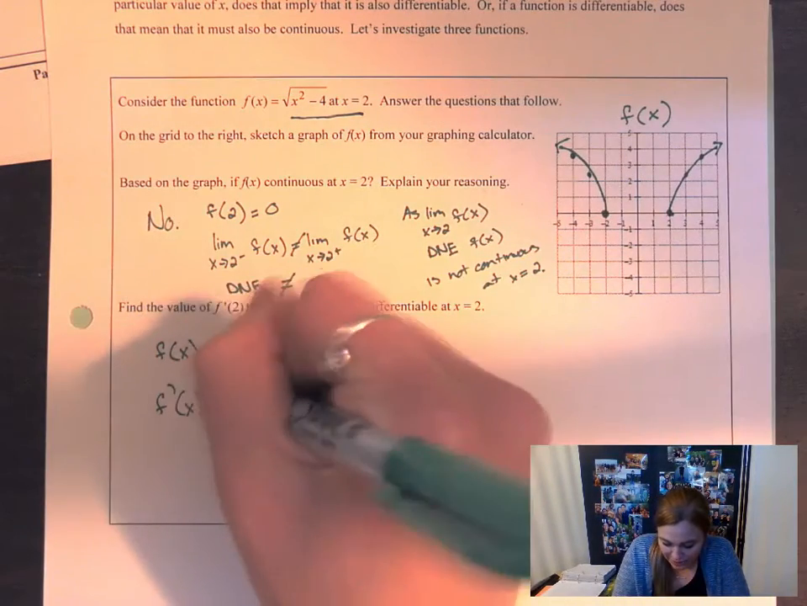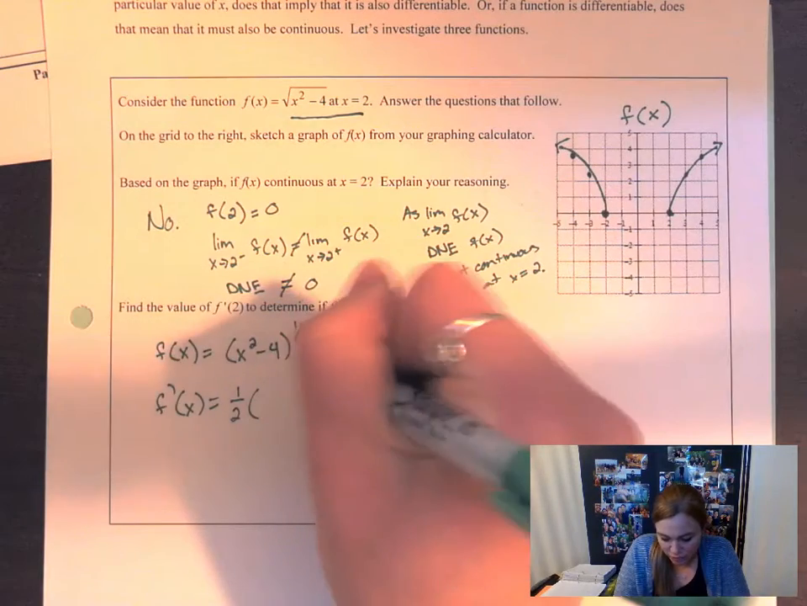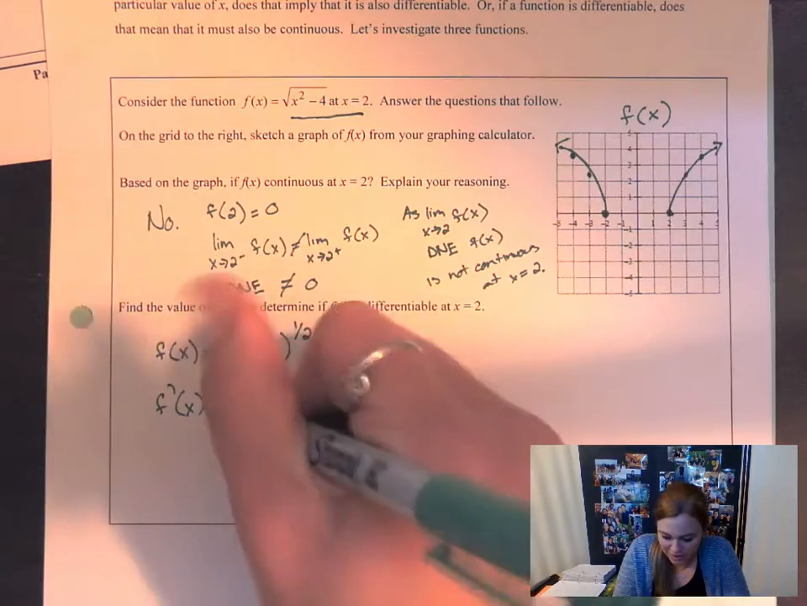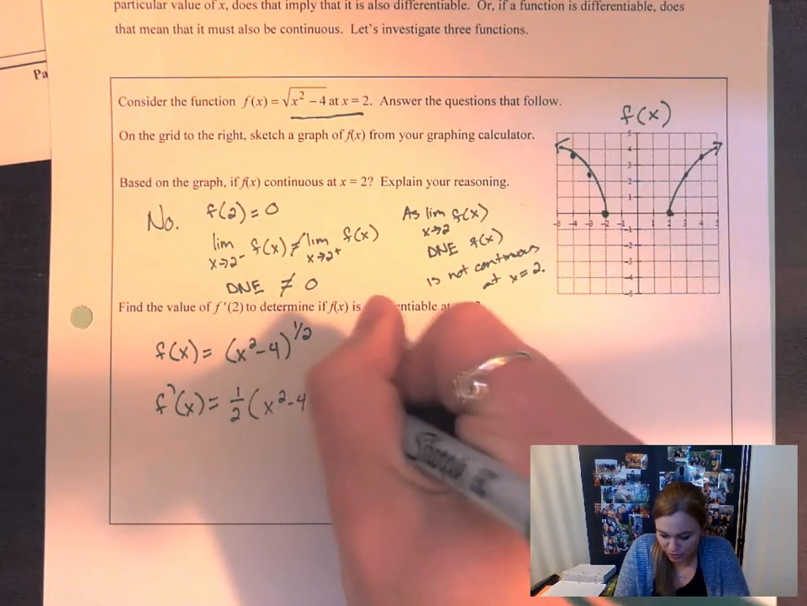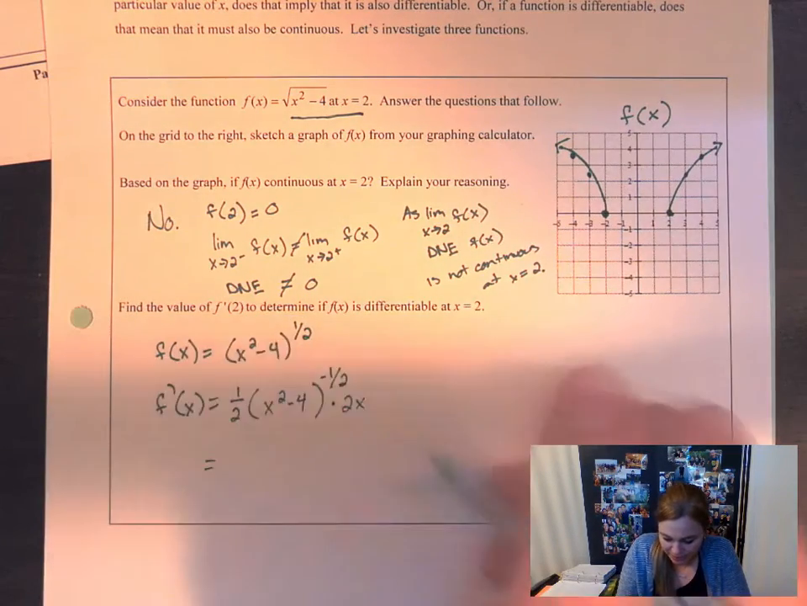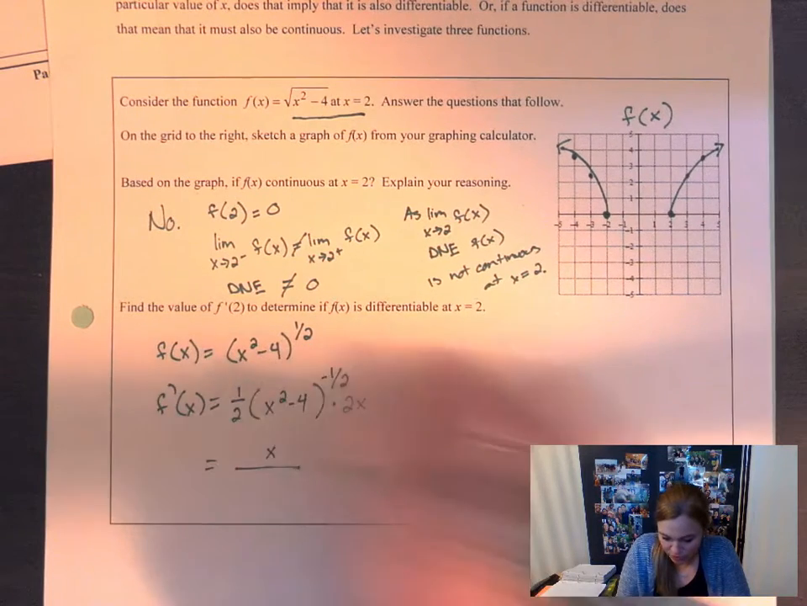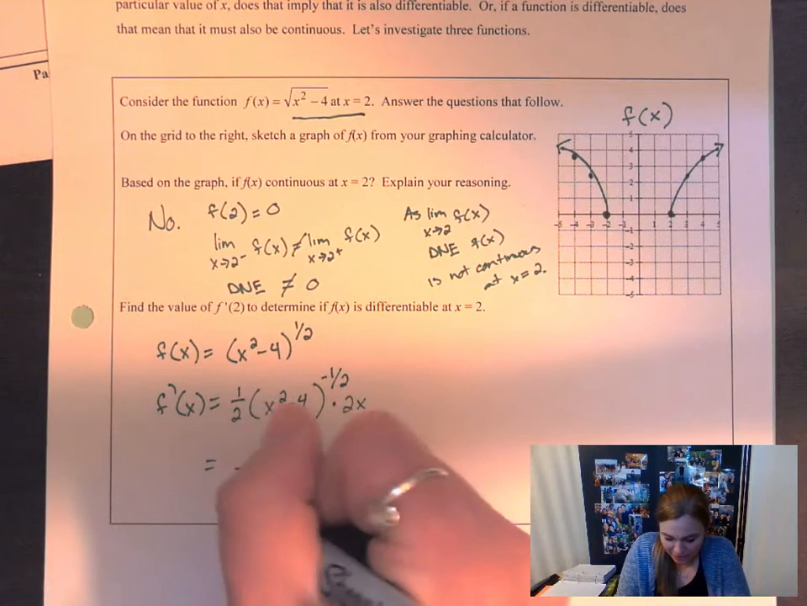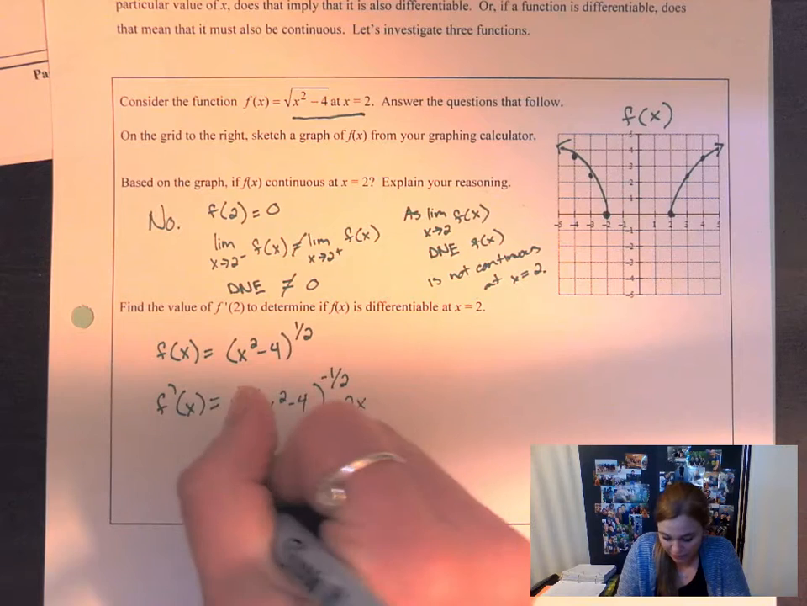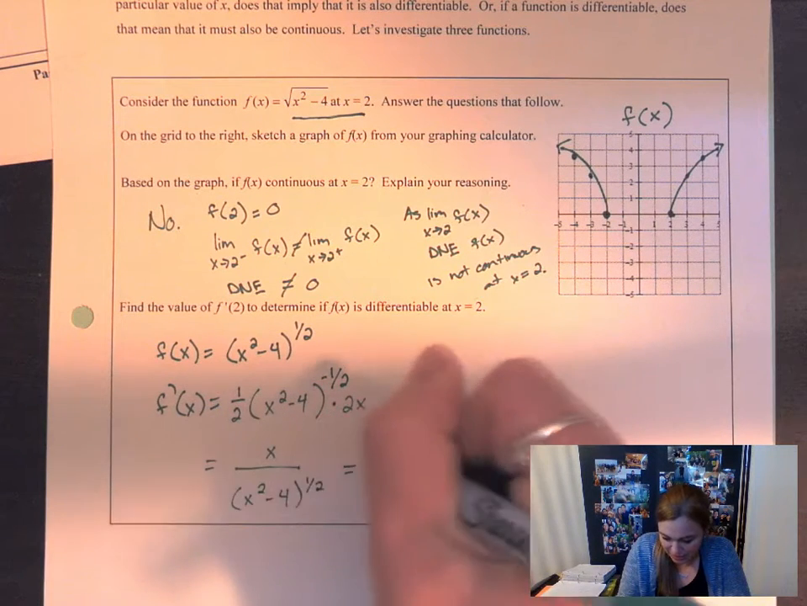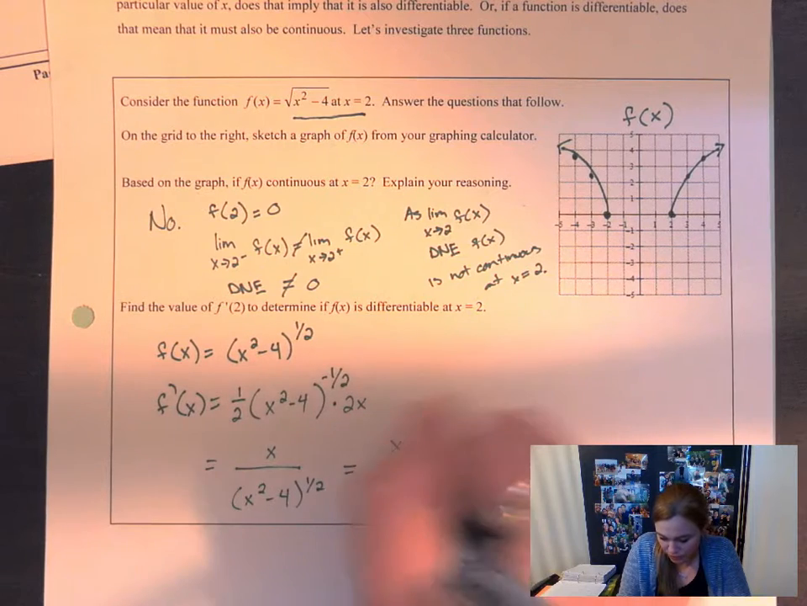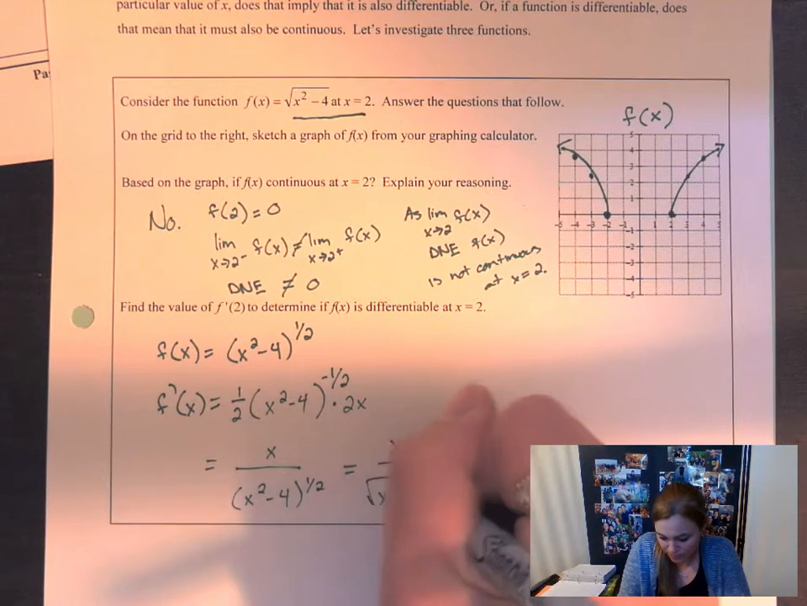For the derivative, you take the derivative of the outside because this is the chain rule. Leave the inside alone, times the derivative of the inside, which would be 2x. If I simplified that, I would get x over x squared minus 4 to the 1/2 in the denominator, which is the same thing as x over the square root of x squared minus 4.